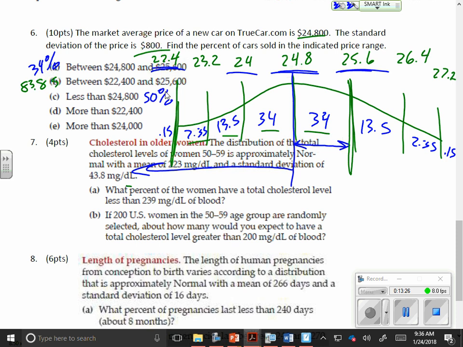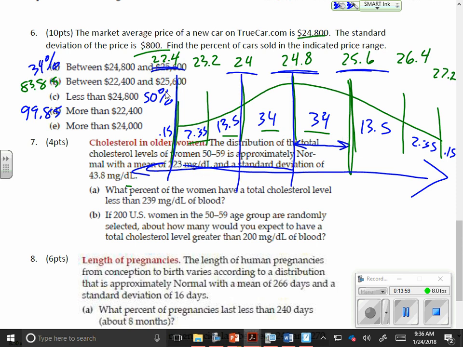50%. More than 22.4. 22.4 is right here. Well, that's pretty much everything except for this. So that's 100% except for that. 99.85. That's just 0.15 away from 100. More than 24,000. Okay? Okay, that's all of that.